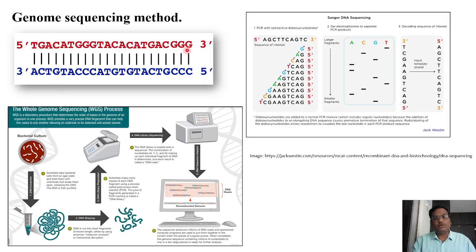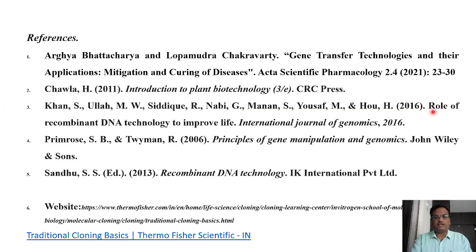Once we get the sequence, we are going to compare it, because we already know the sequence of the gene of our interest, and if we get the same sequence from the bacteria, that means that gene is located. So this is the most modern technique, and this is the most accurate technique. It is 100% confirmation of the presence of that gene. So like this, we have so many different types of techniques for screening and selection.